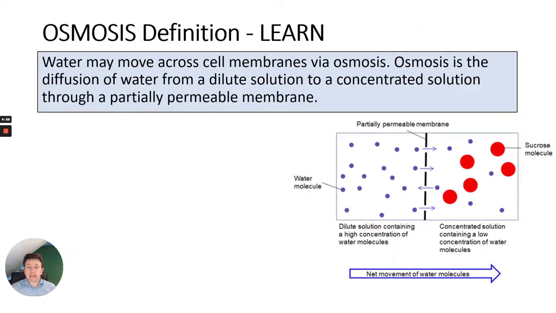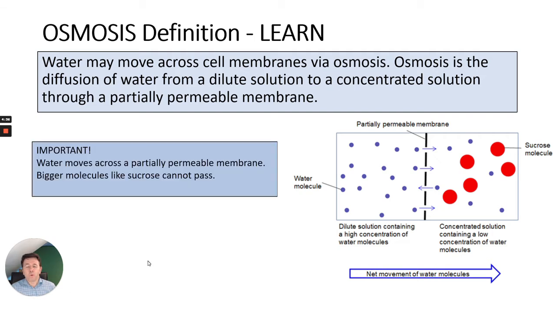Okay, so on to the next type of transport across membranes, which in this case is osmosis. Osmosis is the movement of water across cell membranes. Osmosis is the diffusion of water from a dilute solution to a concentrated solution through a partially permeable membrane. So very simply, water moves across a partially permeable membrane. The bigger molecules, like sucrose in this example, cannot pass through this partially permeable membrane.